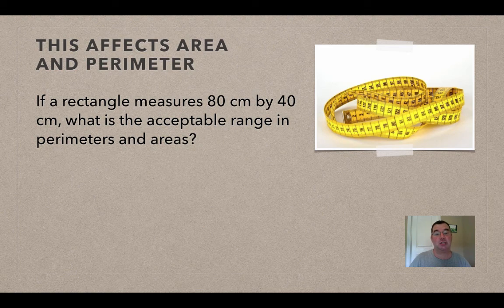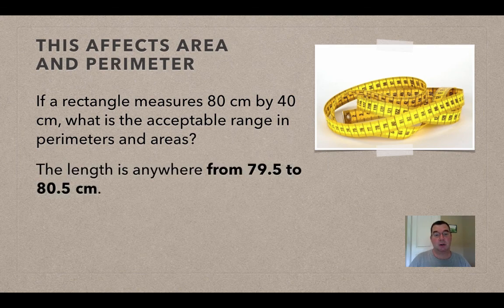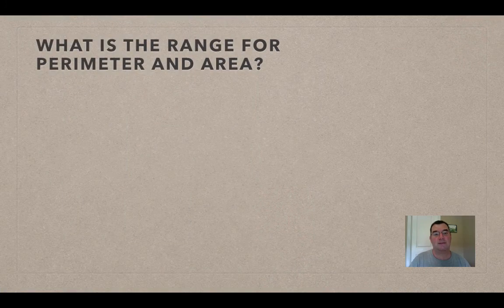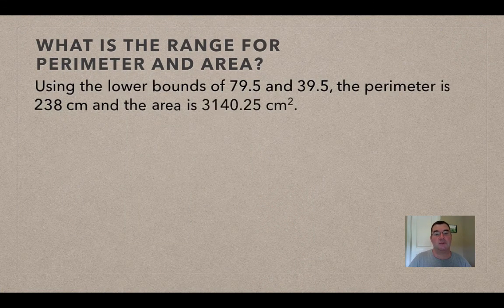If I have a rectangle that measures 80 centimeters by 40 centimeters, or at least that's what I measured it to be, that means that the perimeter would be 240 centimeters and the area would be 3,200 square centimeters. But then I consider my definition of accuracy, and 80 centimeters can be anywhere from 79.5 centimeters to 80.5 centimeters, and likewise 40 can be anywhere from 39.5 centimeters to 40.5 centimeters. So let's look at the range for perimeter and area.